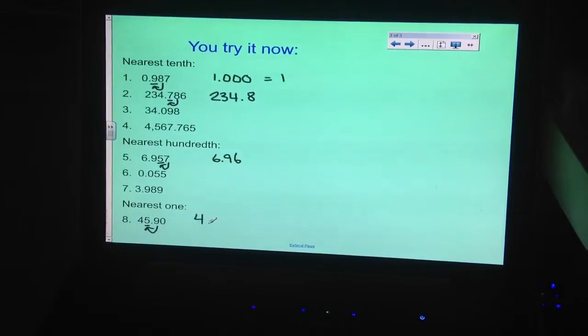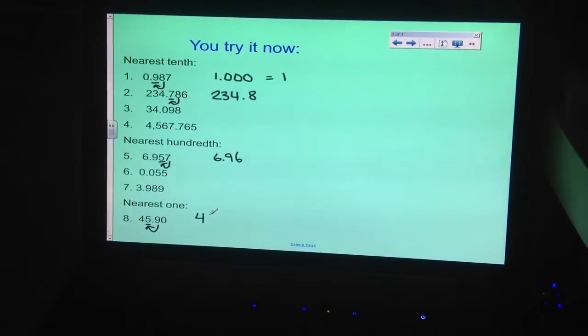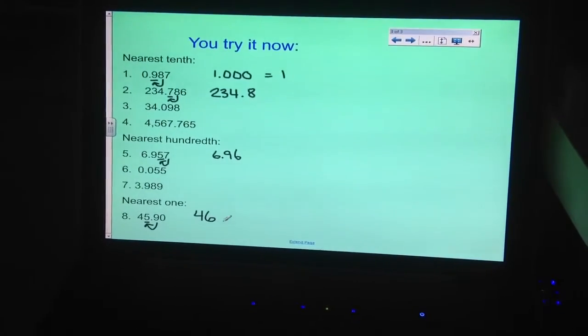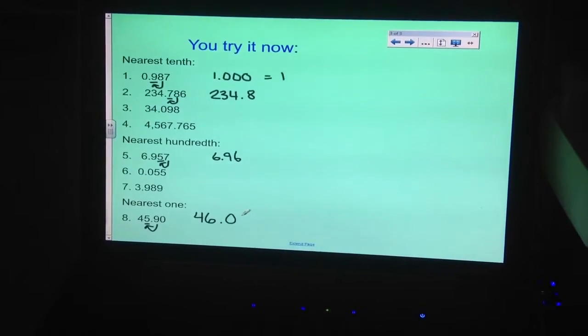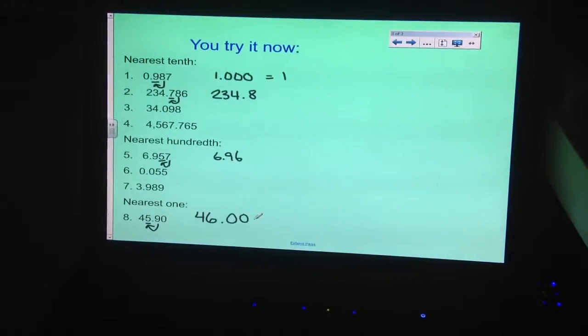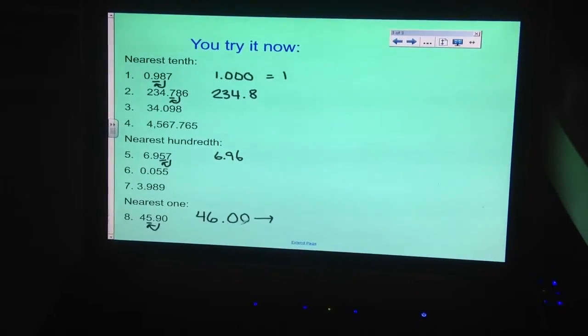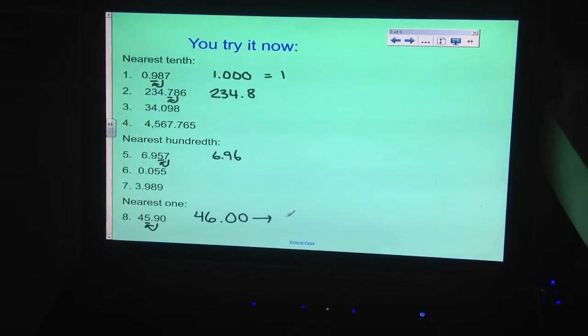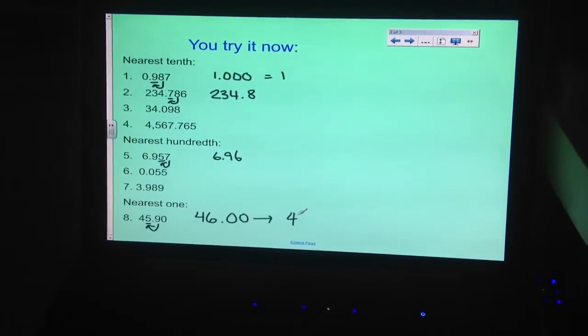So because it's 5 or higher, it's going to turn that to a 6. The digits after it would become 0, but because they are not trapped in between two digits or a decimal and a digit, I don't need to include them.